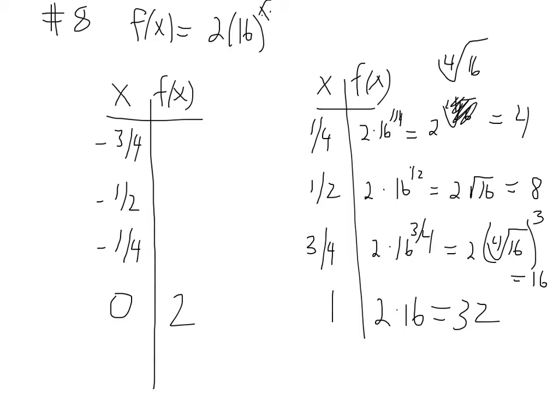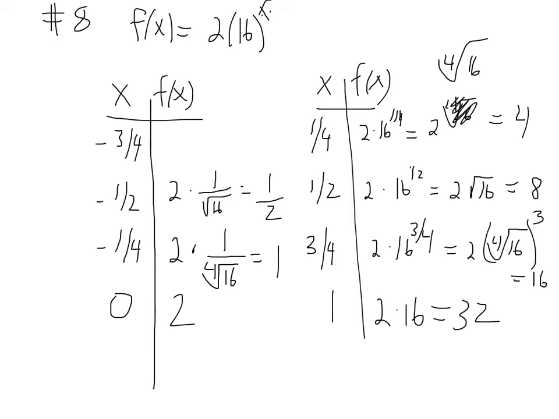Now, what do negative powers do? Negative powers simply take things and drop them to the bottom. So this one's going to be 2 times 16 to the negative 1/4. That's 1 over the 4th root of 16. The negative power drops it to the bottom, and the 1/4 is a 4th root. That's 2 times 1/2, that's 1. This one's going to be 2 times 1 over the square root of 16. Again, the negative drops it to the bottom. That's 2 times 1/4, that's 1/2.